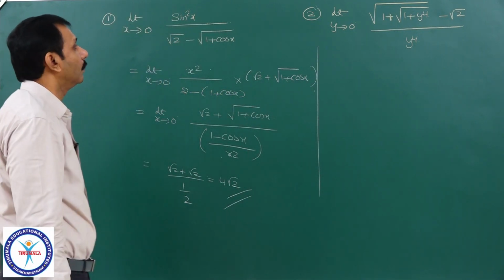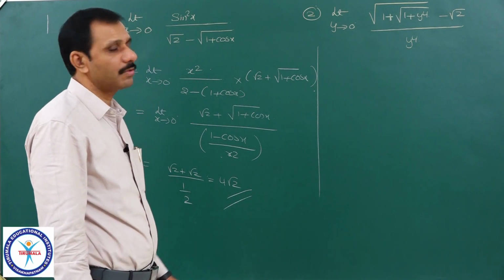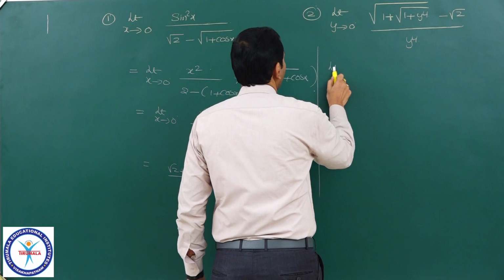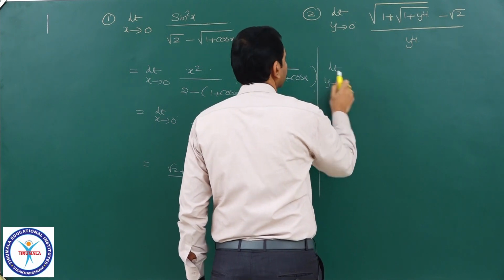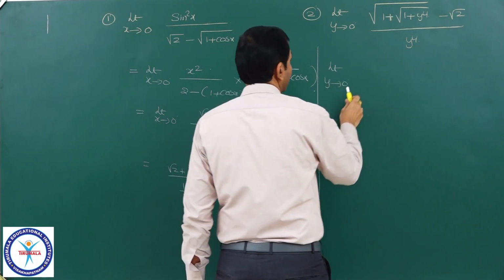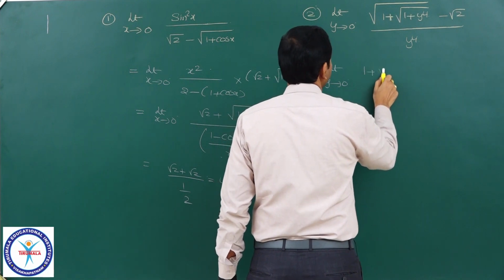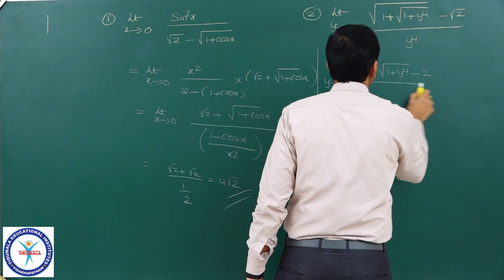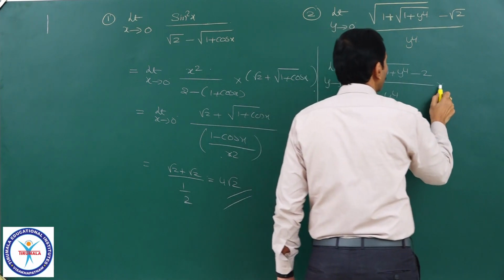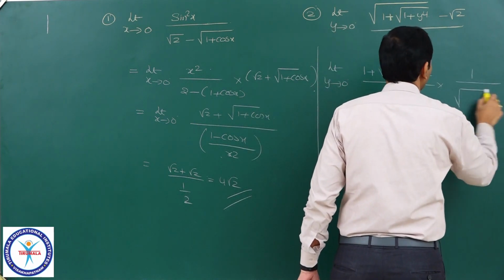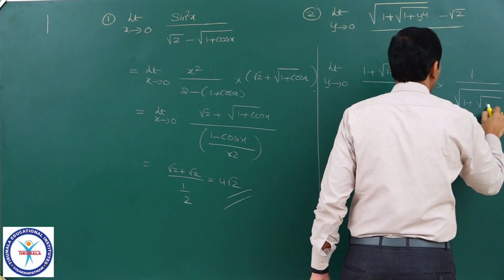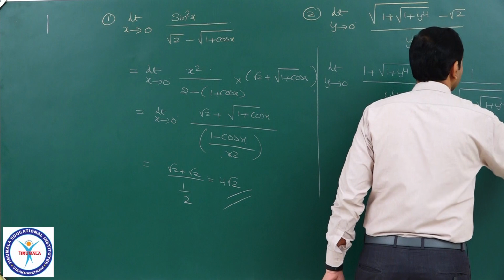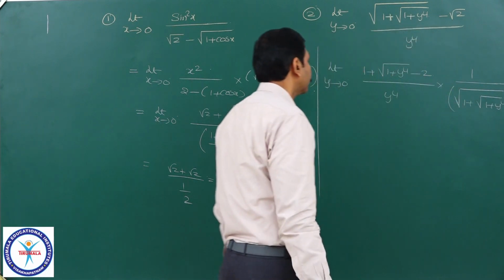As y tends to 0, root of 1 plus 1 means root 2 minus 1, but rationalize it. Limit y tends to 0. After rationalization, the numerator will become 1 plus root of 1 plus y power 4 minus 2 by y power 4, into 1 by root of 1 plus root of 1 plus y power 4 plus root 2.